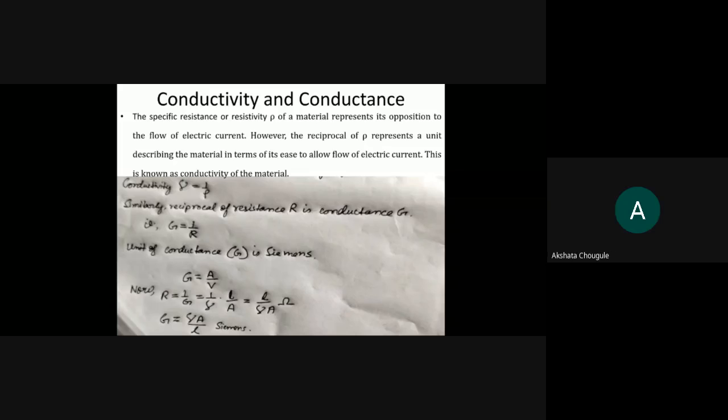Ma'am, what is the relation between resistance and resistivity, ma'am?